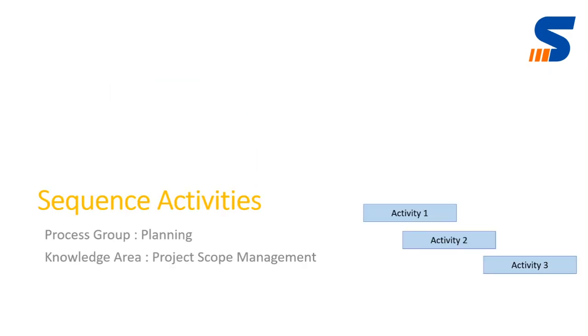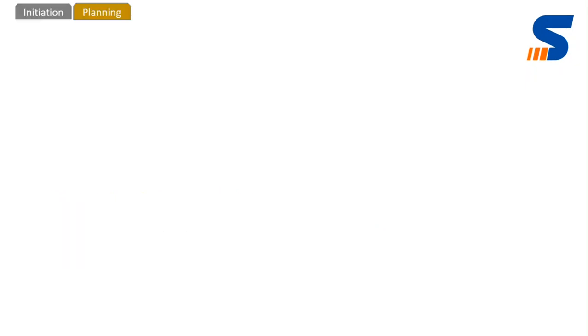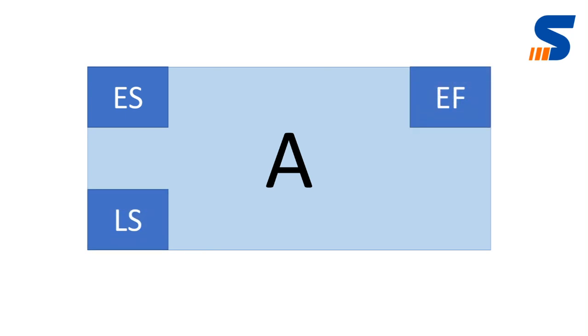Now let us see with an example how we have to sequence those activities. Sequencing activities is one of the planning processes of project schedule management. Why are we doing this? Because we need to estimate the duration. After sequencing the activities, each activity must have an early start and late start date, and an early finish and late finish date. This is how you assign the early start, early finish, late start and late finish dates to a particular activity, and the activity name is inside the node.